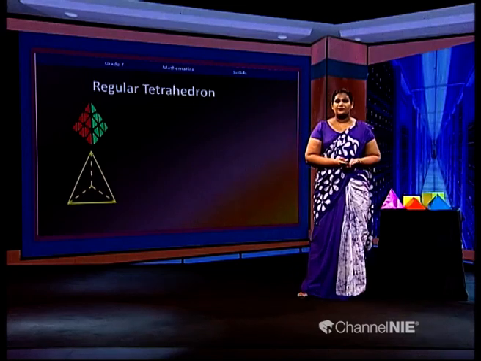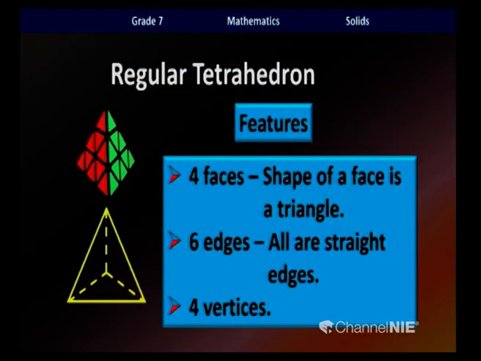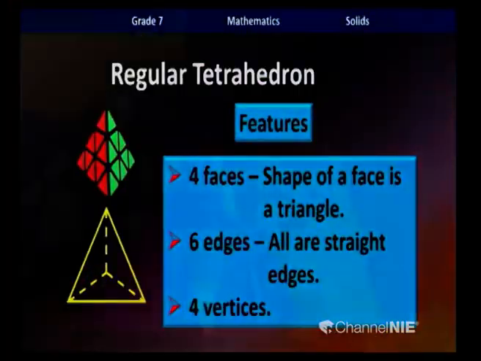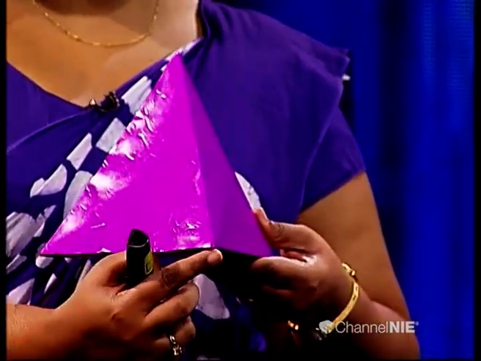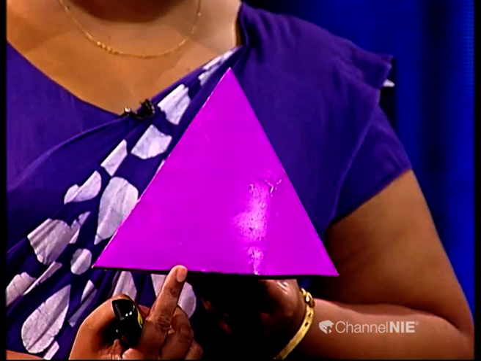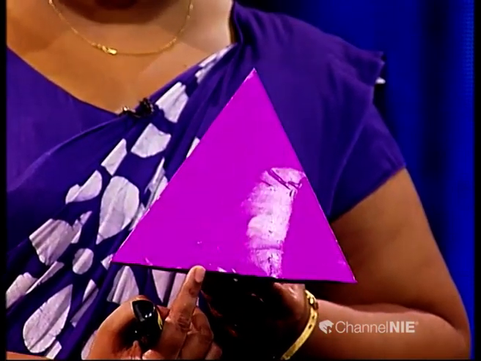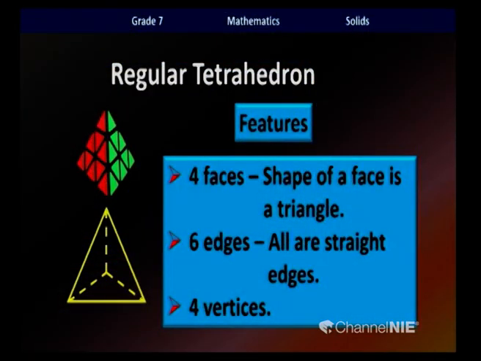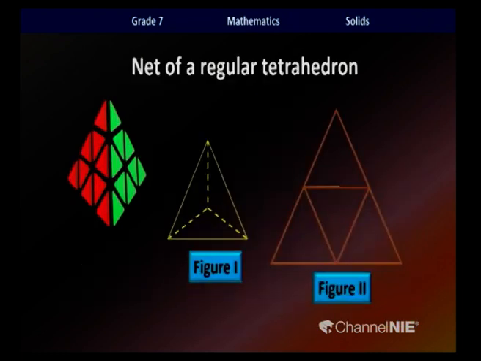Next we will move on to the regular tetrahedron. In a regular tetrahedron, once again we have discussed the features. It has 4 faces, 6 edges and 4 vertices. What can you say about the shape of a face of a regular tetrahedron? It is a triangle, isn't that so? So, we have 4 equal triangles in a regular tetrahedron. We will quickly move on to the net of the regular tetrahedron. In figure 1, I have shown the net that you have used to make the regular tetrahedron.